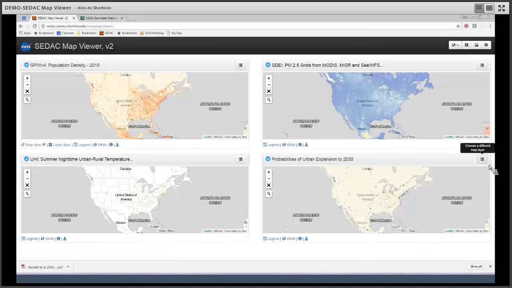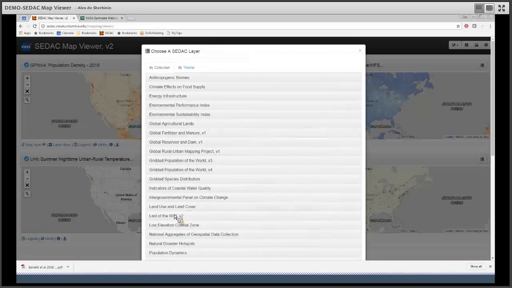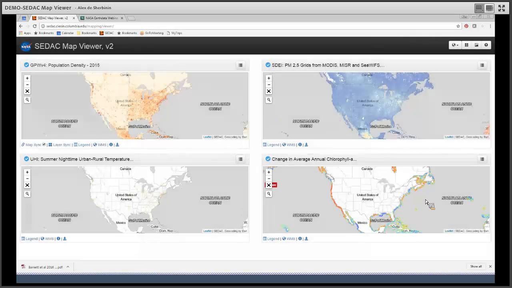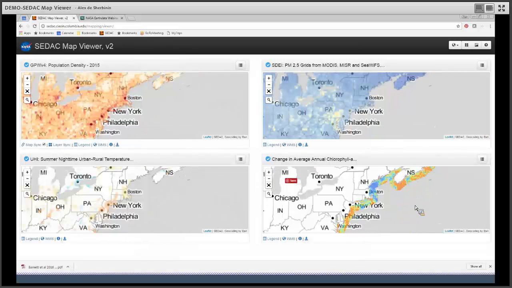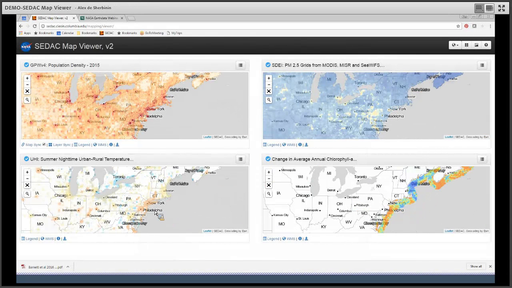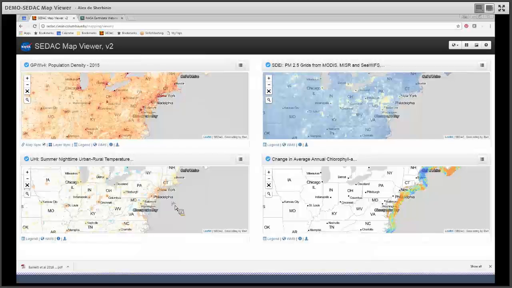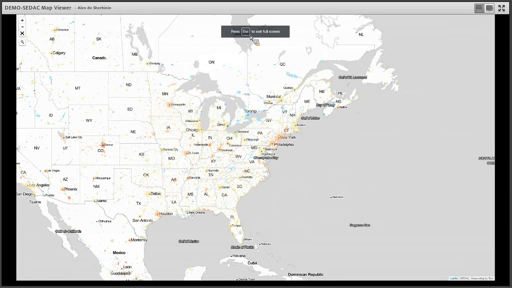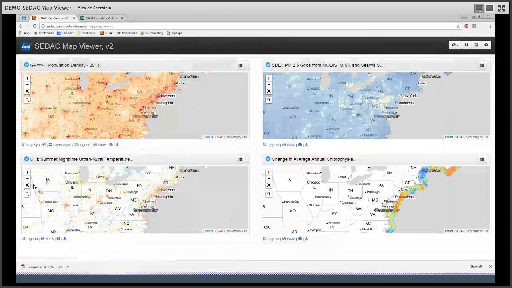I'll change this one in the lower right to coastal water quality and add that in. And what you see then is the urban difference in nighttime temperatures of major cities in the U.S. You also have particulate matter in the upper right-hand corner. And I'll just go back out. I'm sorry, I didn't realize that that's what that icon did, so I apologize for that.